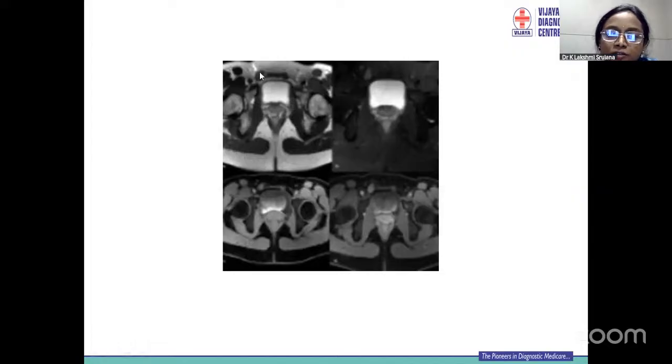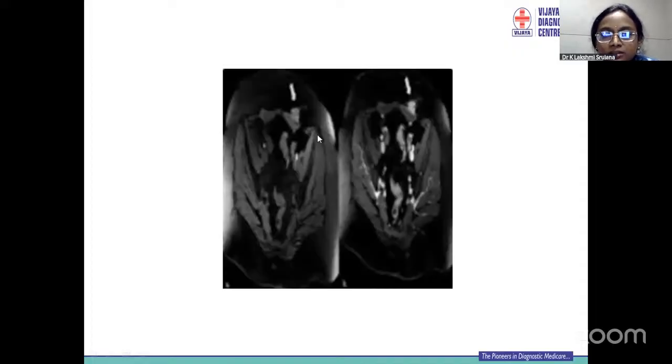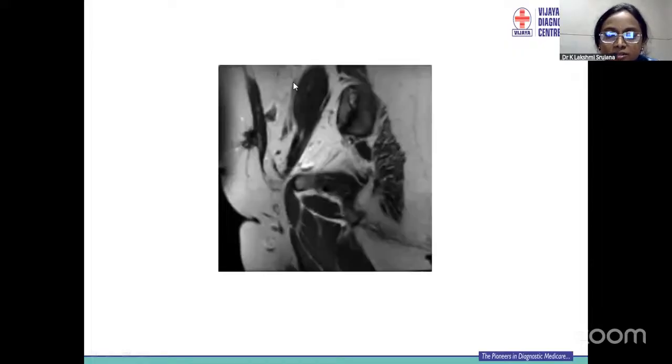Here, this is a case of abdominal wall endometriosis at the site of C-section, where there is a T2 hypointense nodule, which is T1 hyperintense, and showing mild enhancement in post-contrast examination. This is a T1 weighted sequence with contrast. Here we find a T1 hyperintense nodule involving the rectus abdominis, it is showing mild enhancement. It is a case of endometriosis involving rectus abdominis.